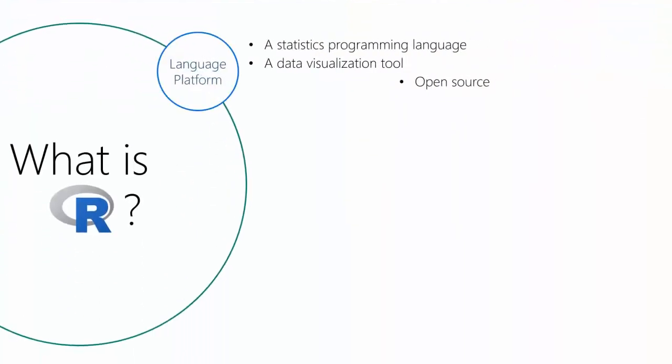Let's begin with describing R. The R language is a statistics programming language developed specifically for data analysis, particularly among statisticians and mathematicians. It can also be described as a data visualization tool. It's open source and has many contributors.